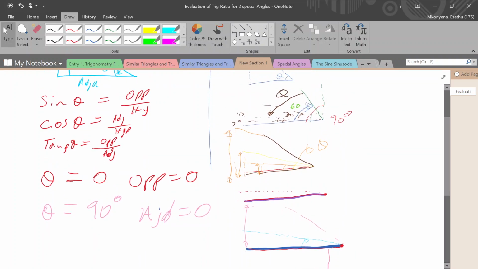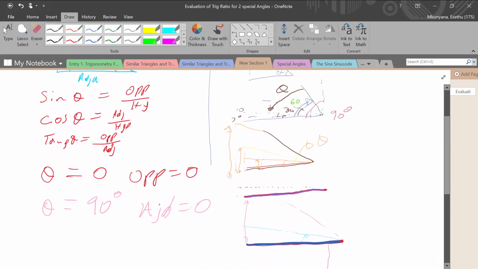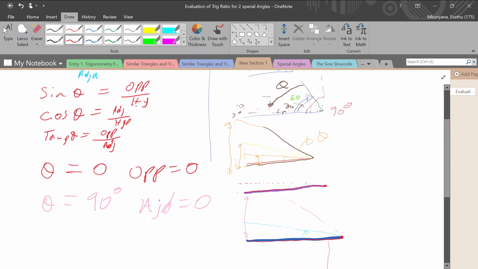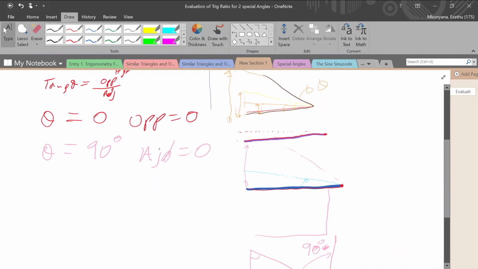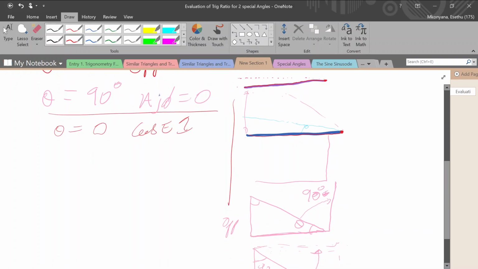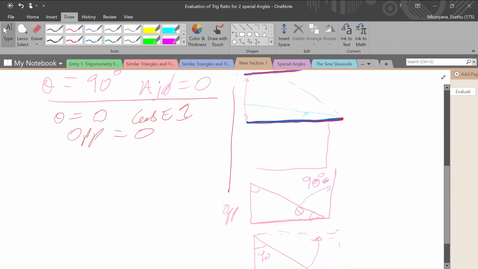So remember, we talked about those ratios. But we're saying now, for the case of theta equal to 0, this is case 1. Case 1, theta is equal to 0. For the case of theta equal to 0, we are saying that the opposite side virtually goes to 0, in relation to the angle that we are referring to.